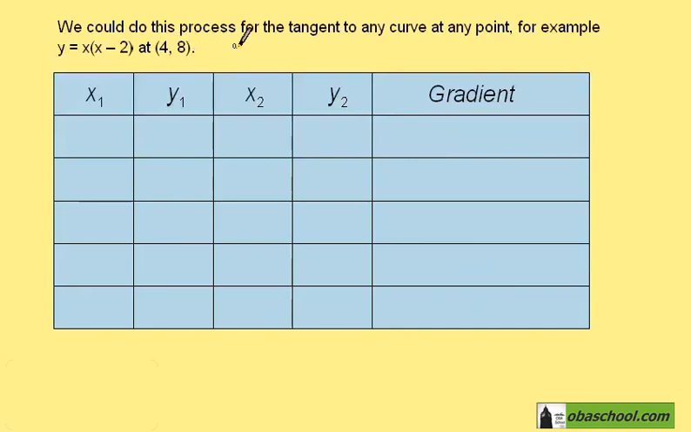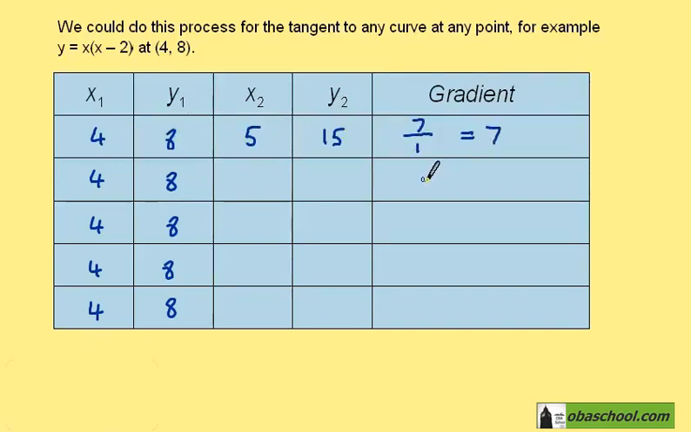We could use this process to find the gradient of the tangent to any curve at any point. For example, y equals x times x minus 2 at 4, 8. Since we're looking at the point 4, 8, x1 and y1 would be 4, 8 throughout. We'll take a point close to 4, 8. If we take x is 5, then y is 5 times 3, which is 15. The gradient then is 15 take away 8 over 5 take away 4, which is 7.